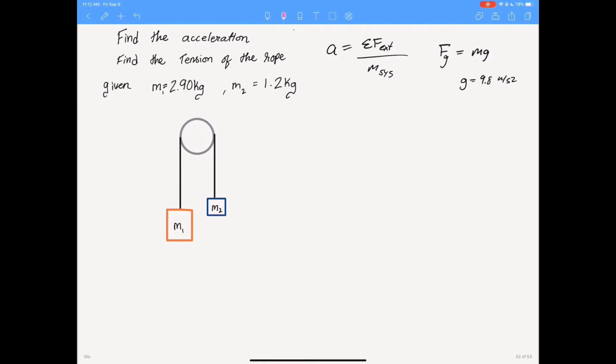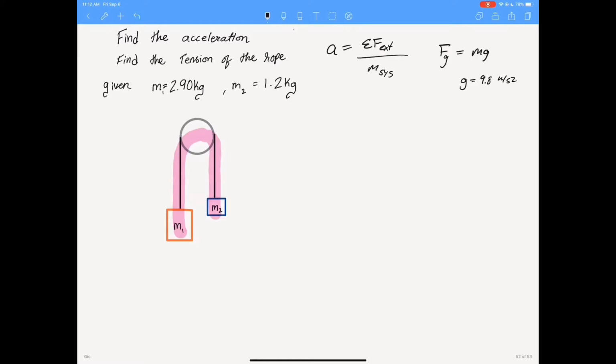Now, the first thing I'm going to do is label my system. My system is the two masses attached to the string, and we're going to assume this is a massless string and a frictionless Atwood machine. The reason I'm doing that is that if both of these are my system, we only care about external forces. We don't care about internal forces. Since the string is part of my system, we don't care about tension.